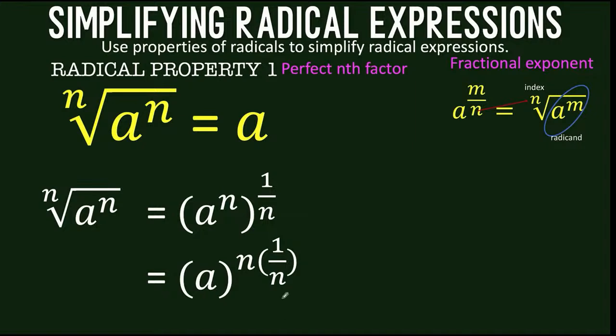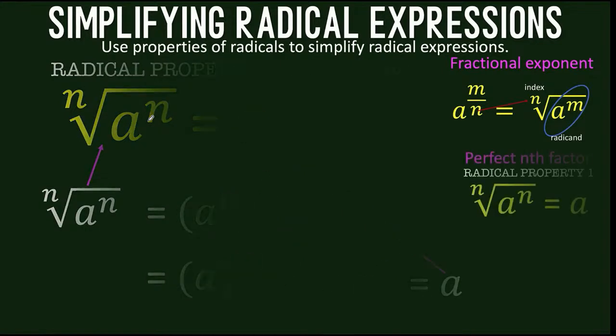Then n times 1 over n is equal to 1, so this is just equivalent to a. That means if you have the perfect nth factor, then that is just equivalent to the base. This is the property that you are going to use a lot in simplifying radicals. Whenever there is a perfect nth factor, then you can eliminate the radical symbol. So let's remember this property. We are going to use that a lot.